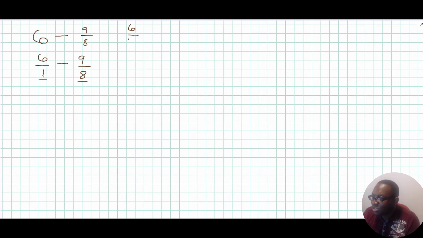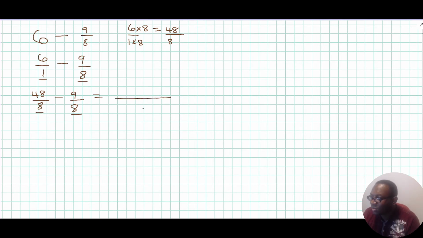So our common denominator is going to be 8. We have 6 over 1. We multiply 1 by 8, and then we multiply 6 also by 8. 6 multiplied by 8 is 48, and then 8 multiplied by 1 is 8. So now you can see that we have a common denominator here, 48 over 8 minus 9 over 8. So we have a common denominator now, so we can subtract the numerators.